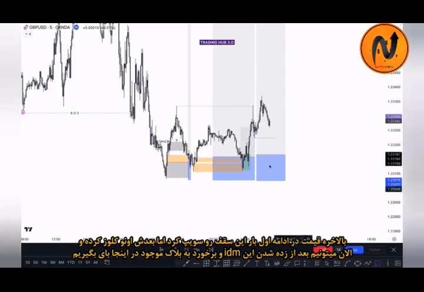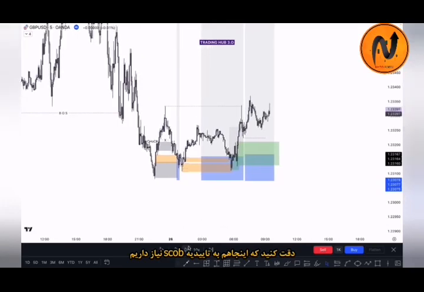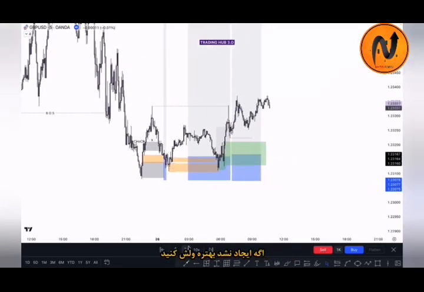Where is our unmitigated order block? This one. This is our unmitigated order block. If the market taps here, then you can buy here. Also, you need a single candle order block as additional confirmation before the buy and sell. Okay, if it is not created, then you have to leave them.